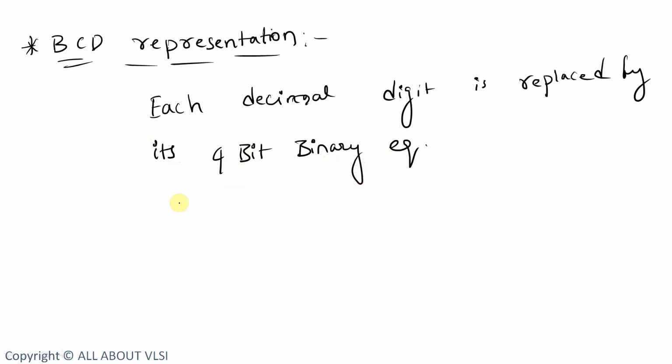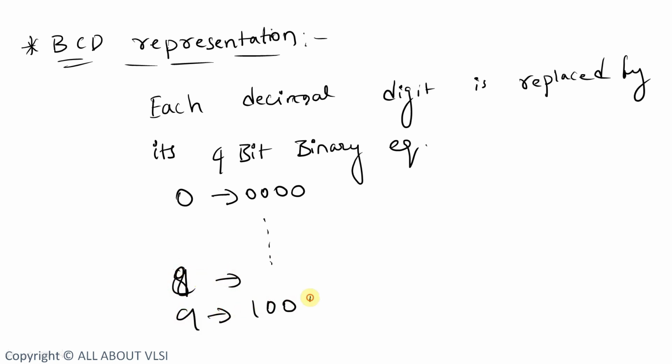So I will write down here. In the case of BCD representation, for example, if we have a BCD number from 0 to 9, we start from 0000 and if we see 9, we will get 1001.